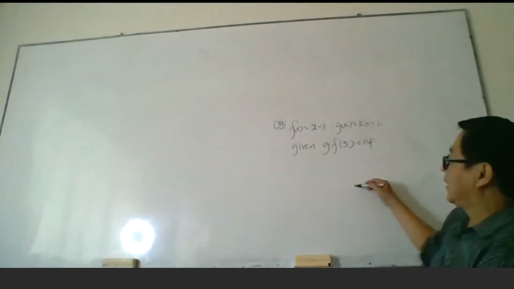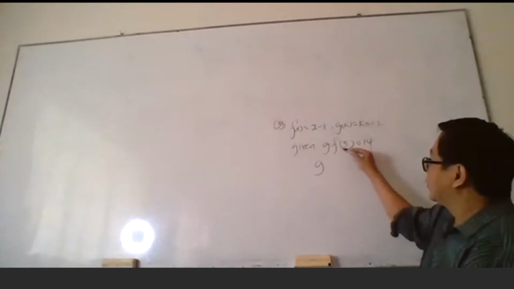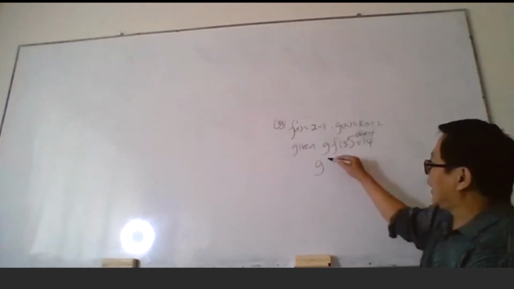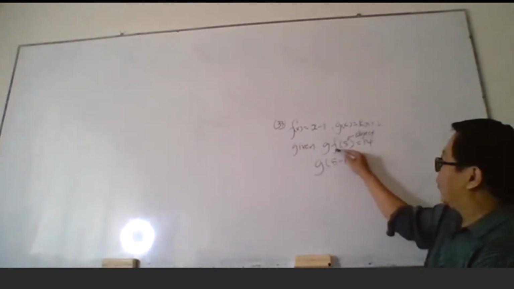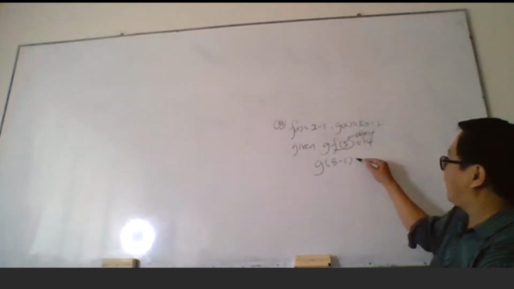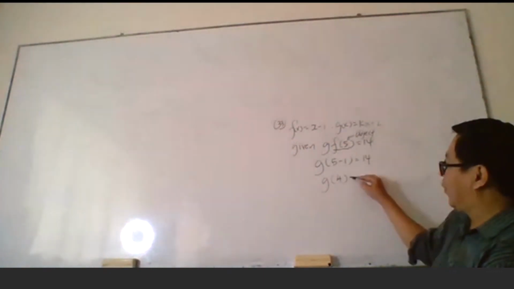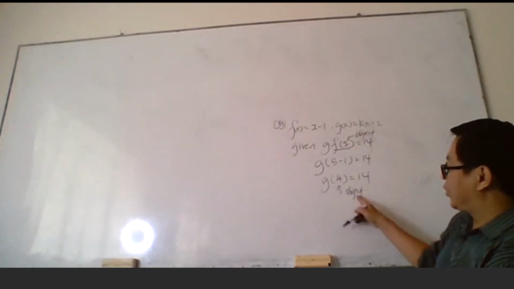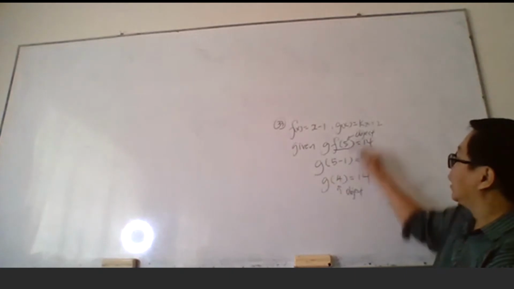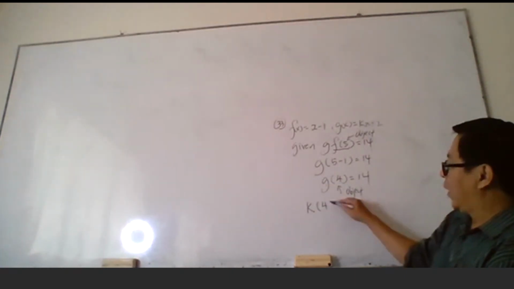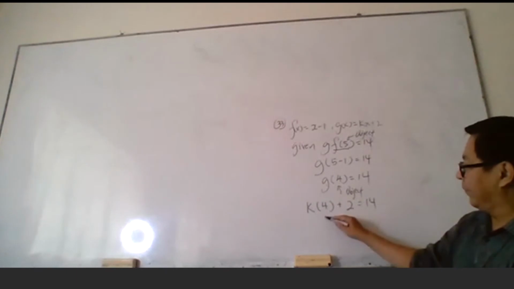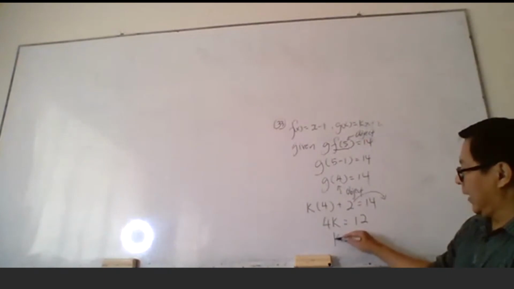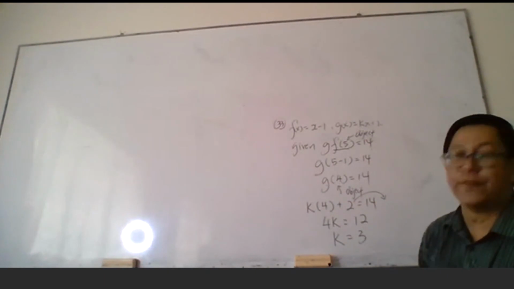Given gf(5) = 14, the g will remain first. Now I put 5 as the object into the function f, which becomes 5 - 1, and then this becomes g(4), right? This number 4 represents the object, and I put 4 into g, which will be k(4) + 2 = 14. So 4k = 12, we bring this to this side, and k definitely comes to the value of 3.